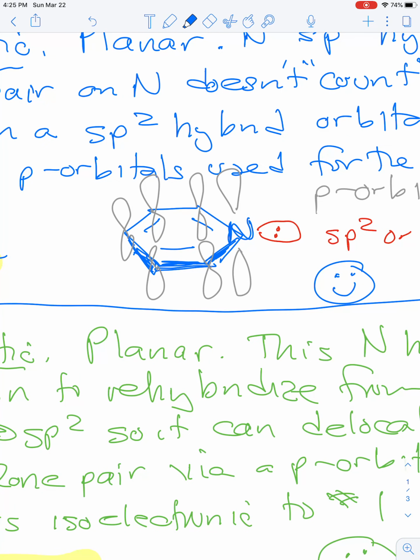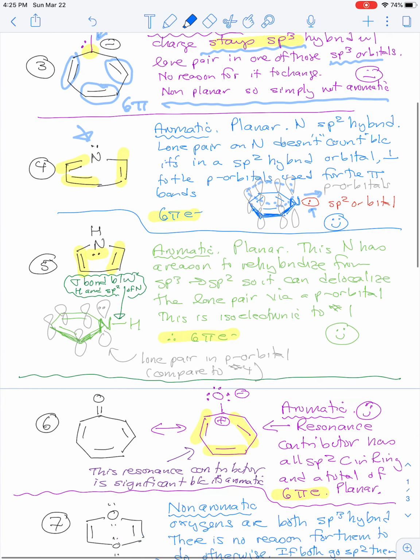And if you look at this blow up here, you can see that the lone pair on nitrogen is out to the side of the ring, and therefore it's not aligned with the p orbitals, and so it doesn't count towards aromaticity. So that gives this molecule 6 pi electrons, and it's aromatic in more than one sense.